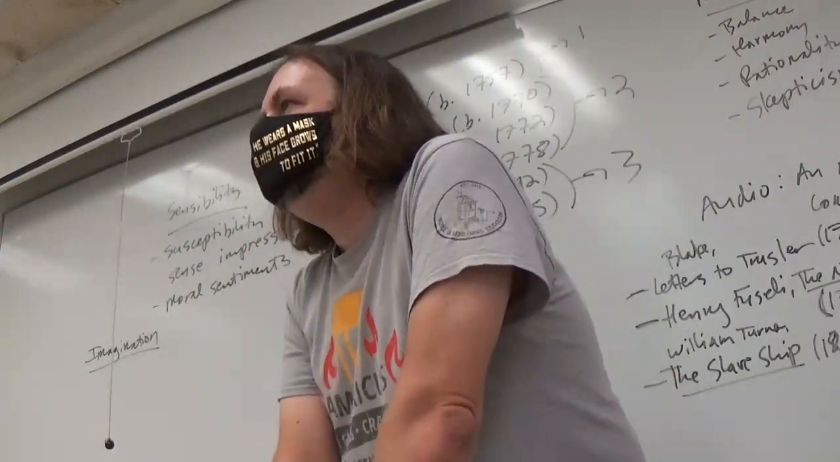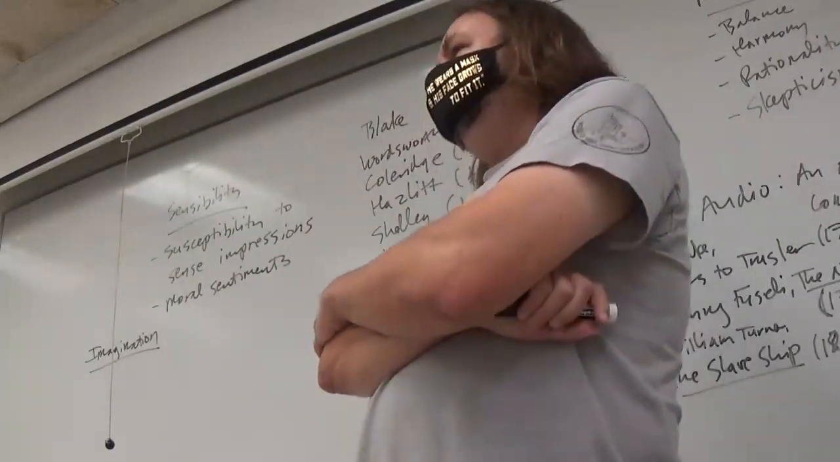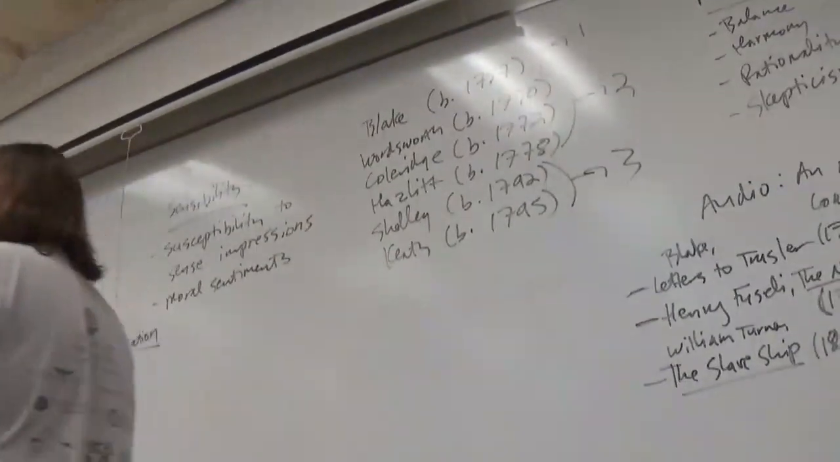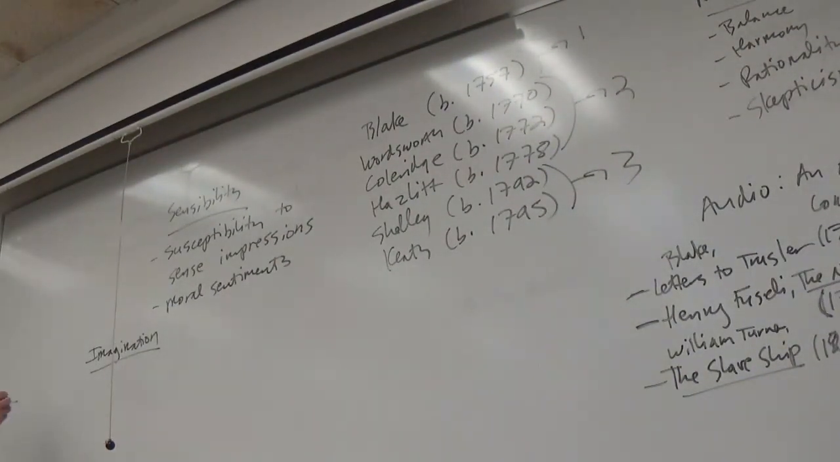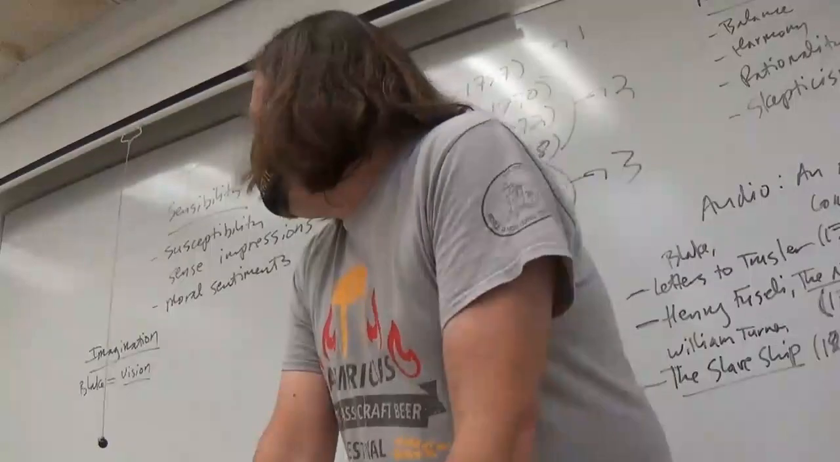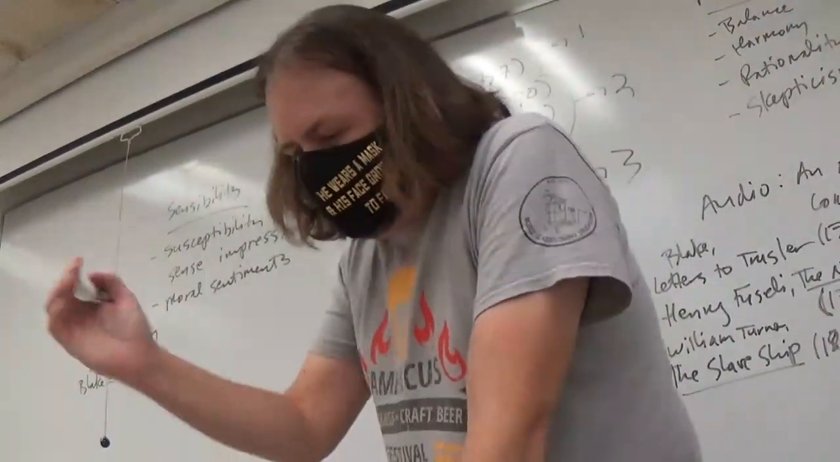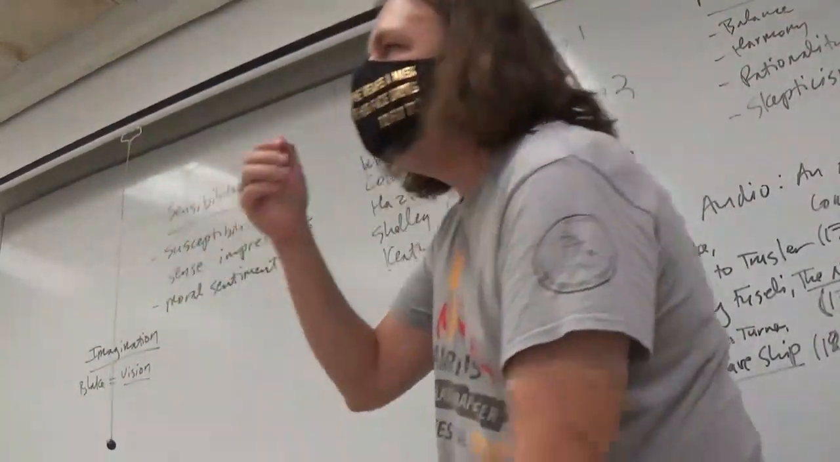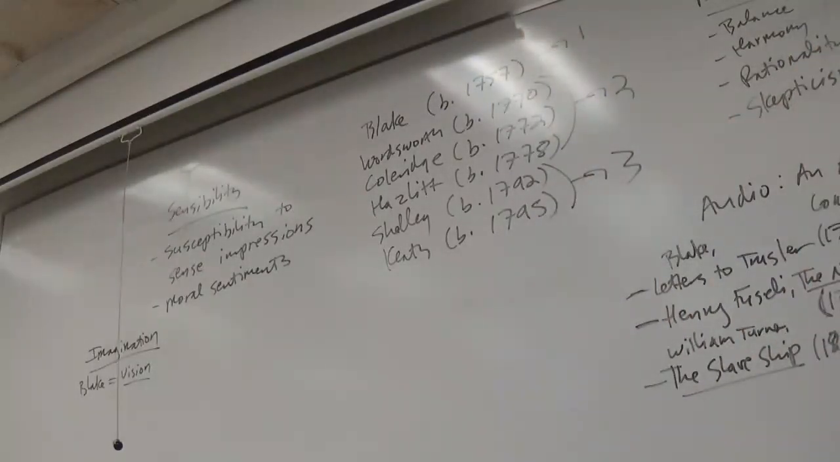Blake, yeah, William Blake. Imagination was the way we see things. Okay, see things differently. That's how I felt it. So the way we see things. Okay, can we try to dig a little bit more deeply into that? Can we explain what we mean by the way we see things?